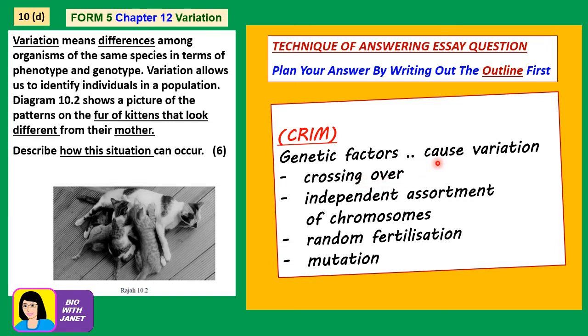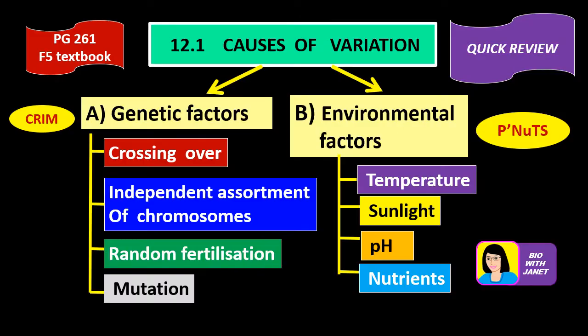Now, without an outline, sometimes students will write in a confused way, and they may miss out some factors, genetic factors, or their answer is not systematically arranged. So write an outline first, and it may take you about 1 to 3 minutes to quickly scribble it on a paper, or even on a rough piece of paper. That is the tip for answering essay questions, writing out an outline first.